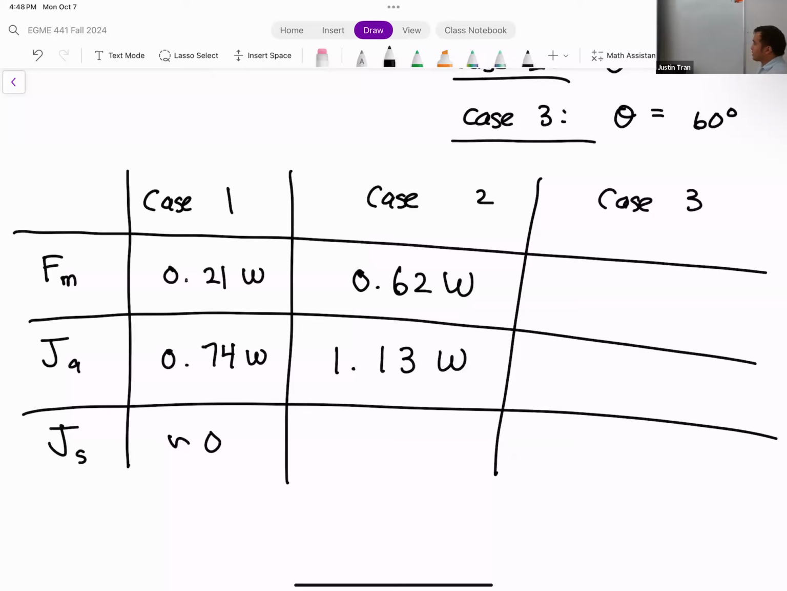For the axial joint reaction force, it increases as well. It goes from 0.74 W to about 1.13 W, so that's about a 50% increase. Again, 50% more stress on your spine just for a 10-degree rotation. And once again, the shearing force is a little bit further away from zero, but compared to the other numbers, it's practically still zero. That makes sense. You're not going to shear your spine just by bending over.